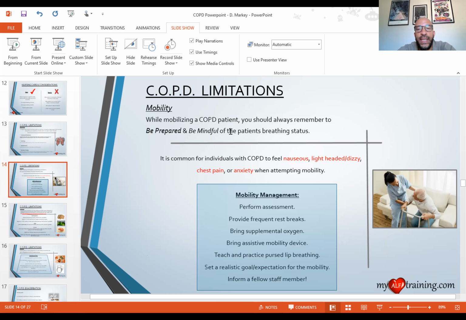Mobility. COPD has a significant impact on patients' mobility. While mobilizing a COPD patient, you should always remember to be prepared and be mindful of the patient's breathing status. Why? Because it's very common for individuals with COPD to feel nauseous, lightheaded, dizzy, to have chest pain, and to have anxiety when it's time to help them perform some type of mobility.